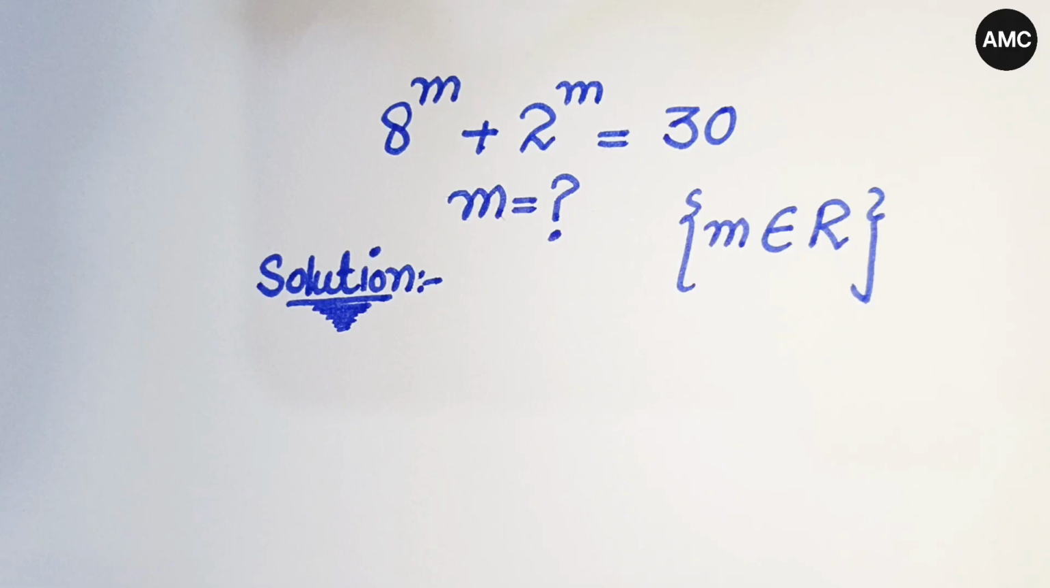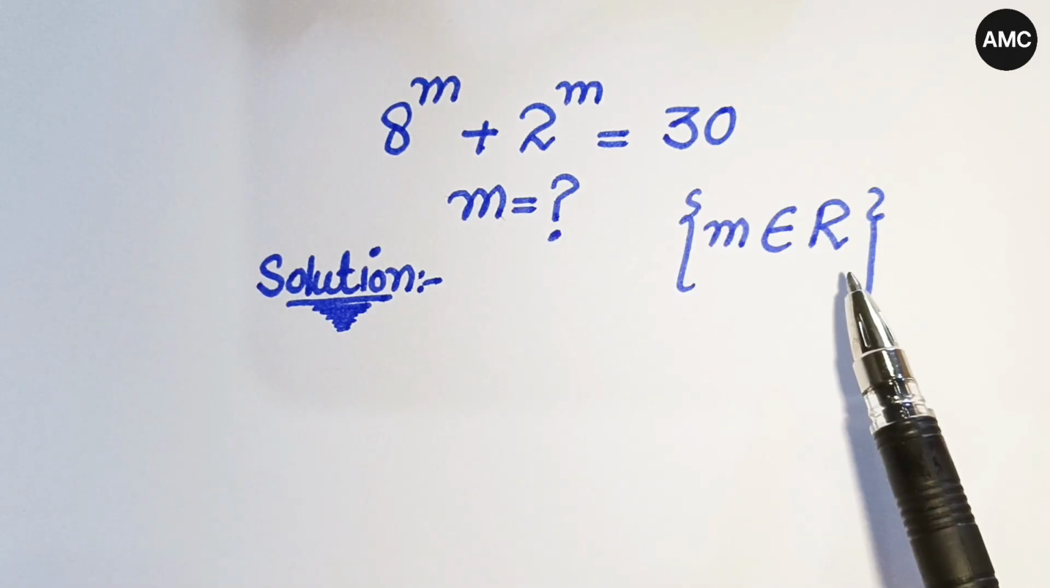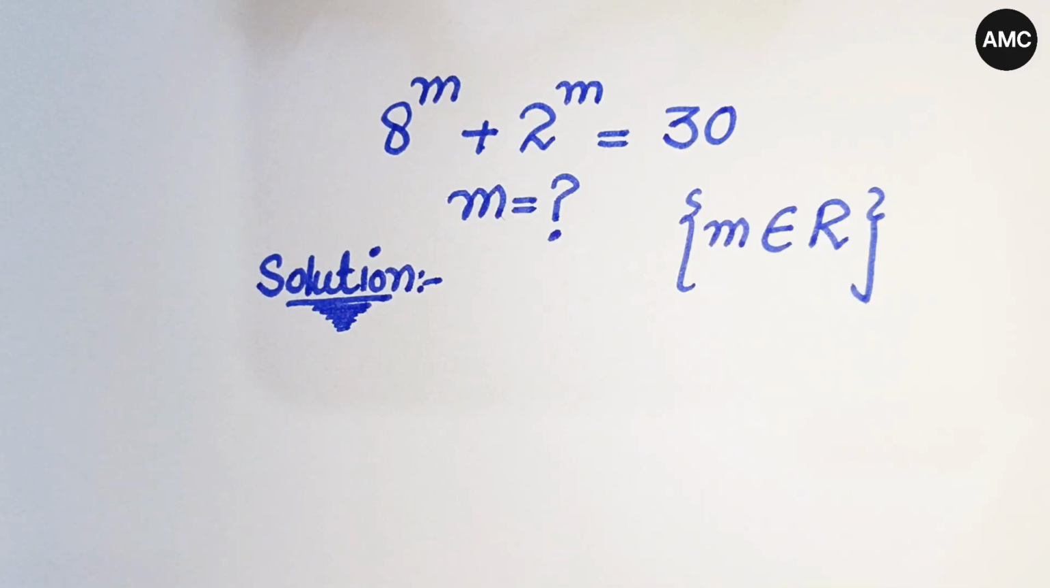So today we are going to solve a nice Olympiad maths problem. 8 to the power m plus 2 to the power m is equal to 30. Our job is to find the value of m. So here m actually belongs to the real numbers. Now let's start our solution.